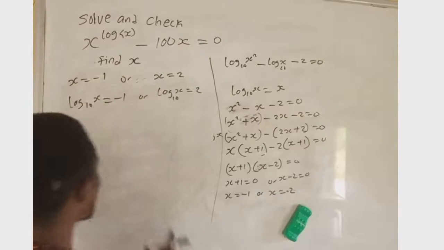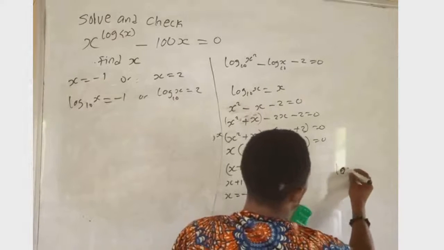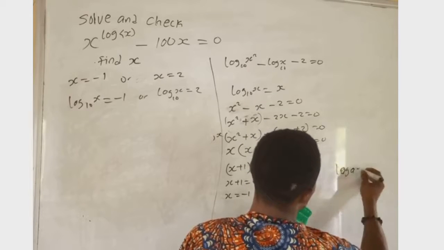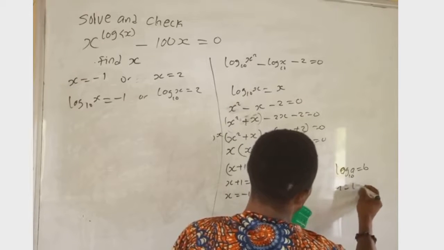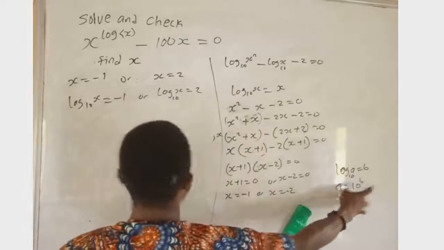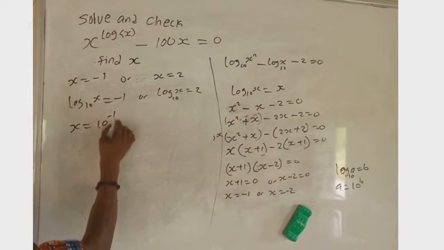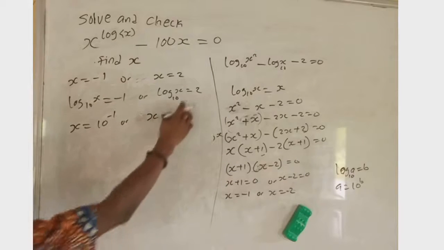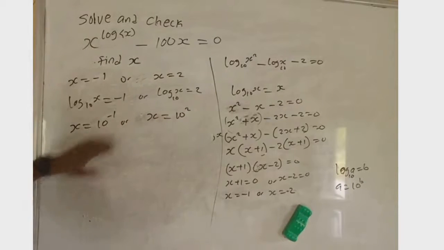So here now, as always, remember the law of logarithm that states that if we have log of a with base 10 equal to b, this can also be interpreted as a is equal to 10 raised to the power b. So if we apply this expression to this place now, our s is equal to 10 raised to the power minus 1, or our s here is equal to 10 raised to the power 2.